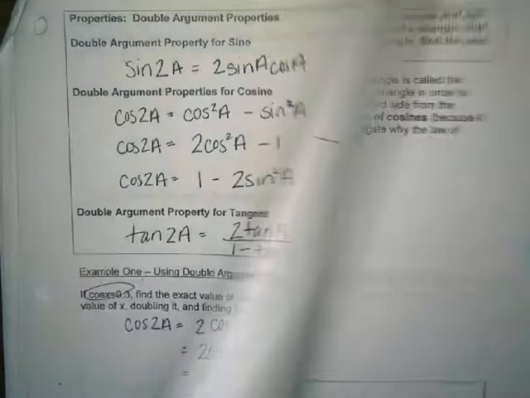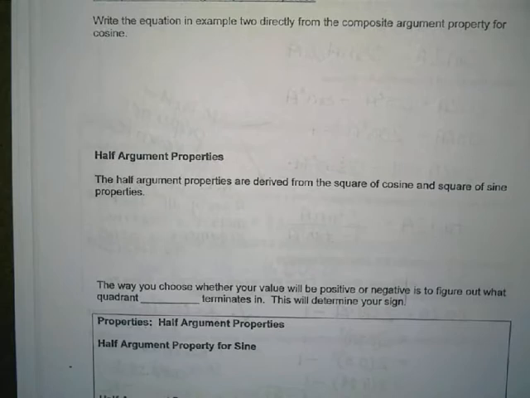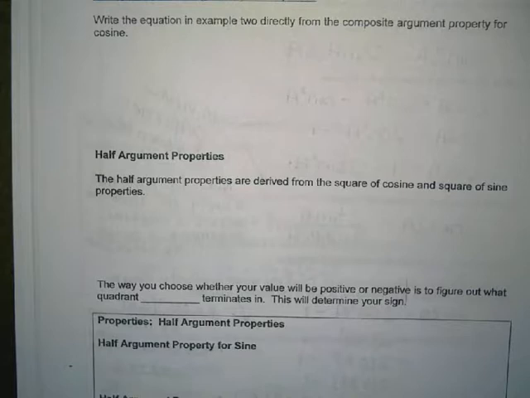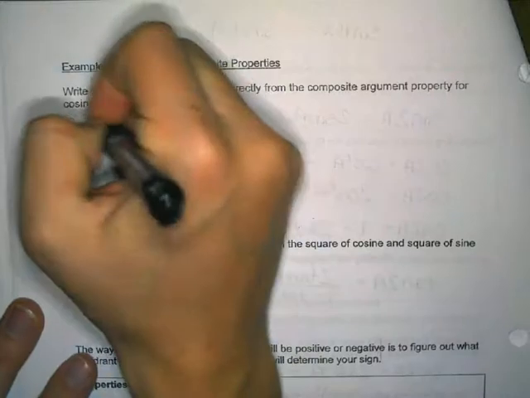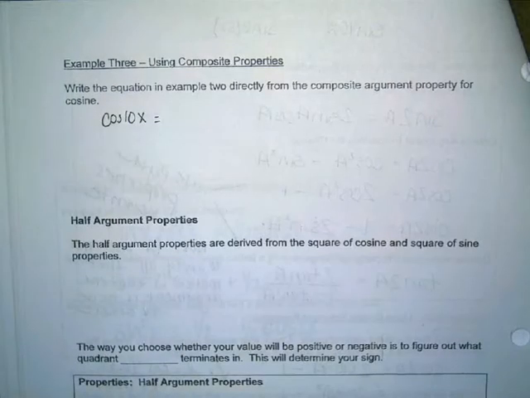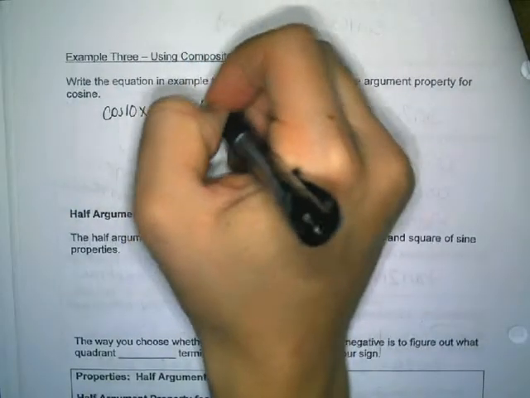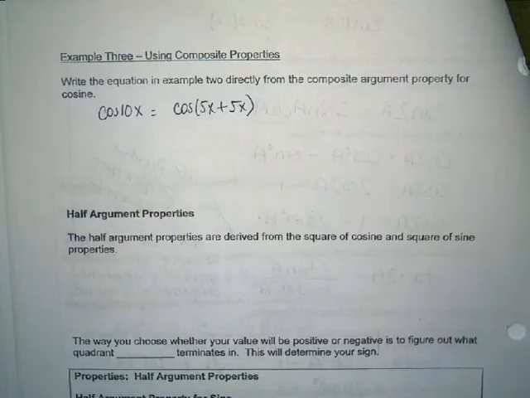Okay, this is going to make you play with the properties again. We're supposed to write the equation in example 2 directly from the composite argument property for cosine. So this is using the composite argument property that we've dealt with before. So if I wanted to write cosine 10x in terms of just 5x, we're going to split up that argument. But if I'm trying to make it a composite argument now, it would have to be what plus what? 5x plus 5x. So we would write cosine 5x plus 5x. This is just applying the properties we've been dealing with.